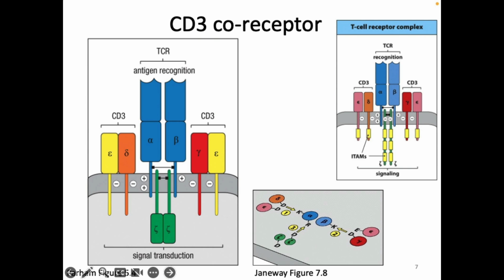And you can see that this picture shows them as having these yellow rectangles on their cytoplasmic tails. So delta, epsilon, and gamma each have one yellow rectangle as part of a cytoplasmic tail. You can see zeta has 3 yellow rectangles as part of a cytoplasmic tail. And those yellow rectangles are called ITAMs. ITAM, as an acronym, stands for, I guess it's technically immuno.